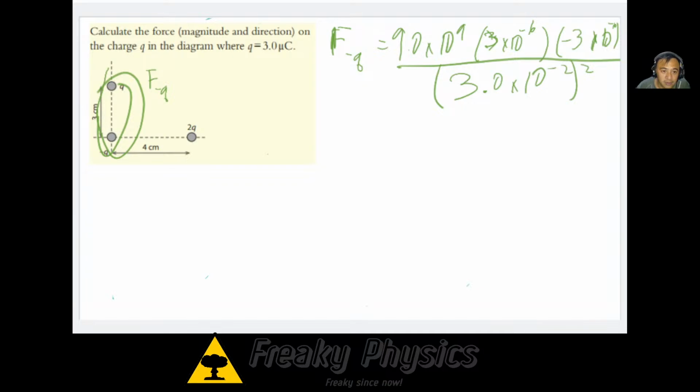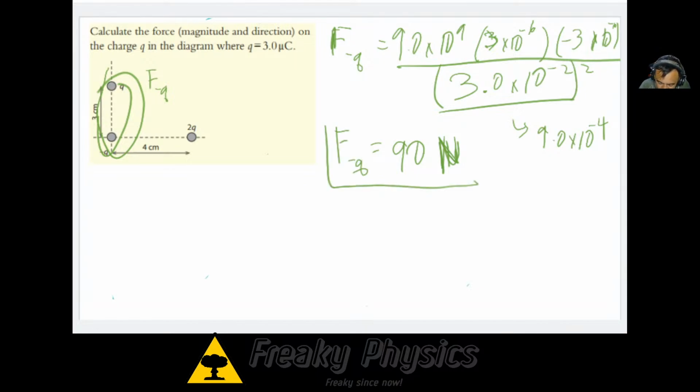Okay, I just put that in the calculator. If you calculate this, it's going to be 90 newtons. 9 exponent 4? This becomes 9.0 times 10 to the minus 4 because of the square part here. Once you put that in the calculator, F from negative Q is 90 newtons.